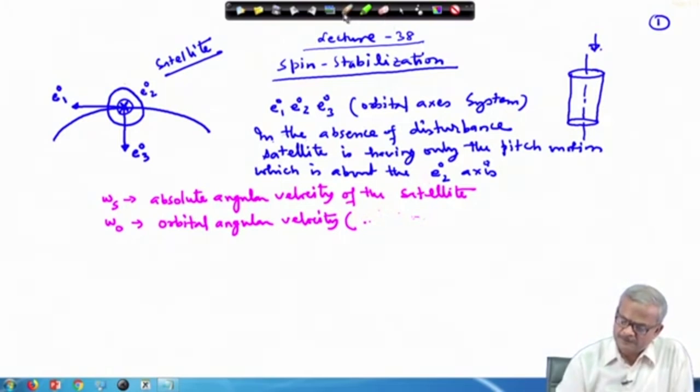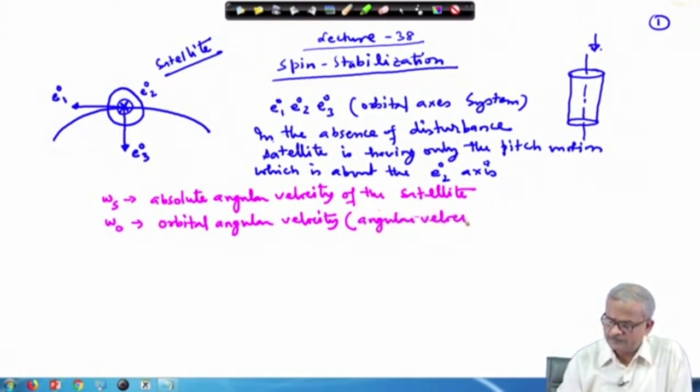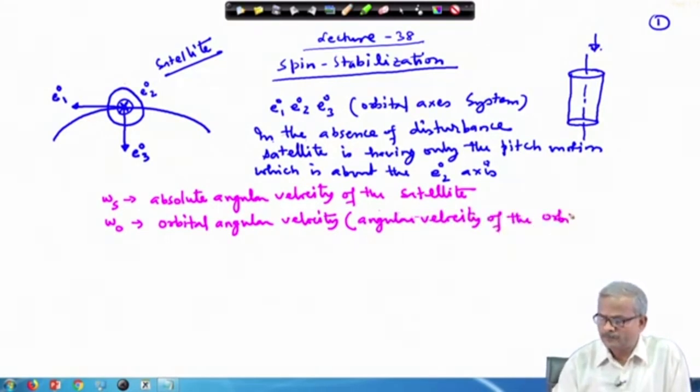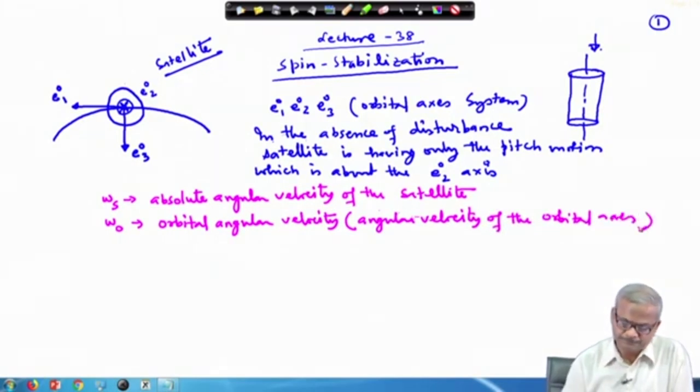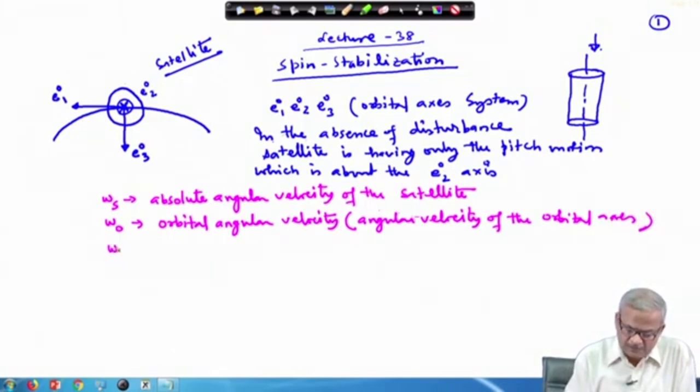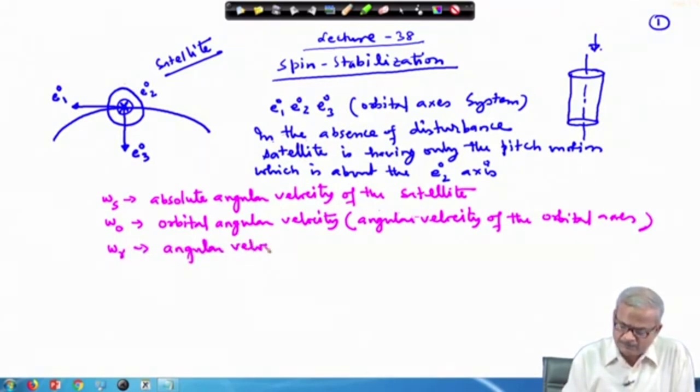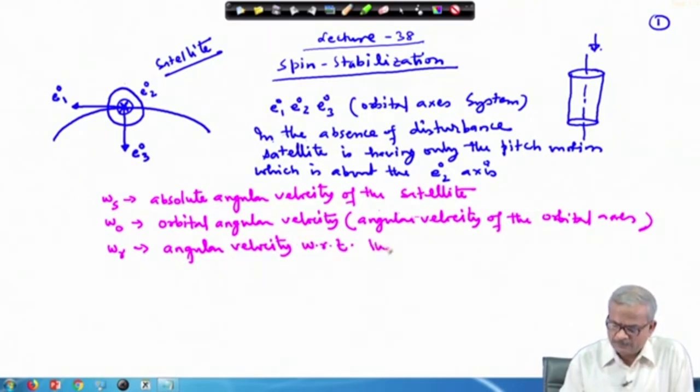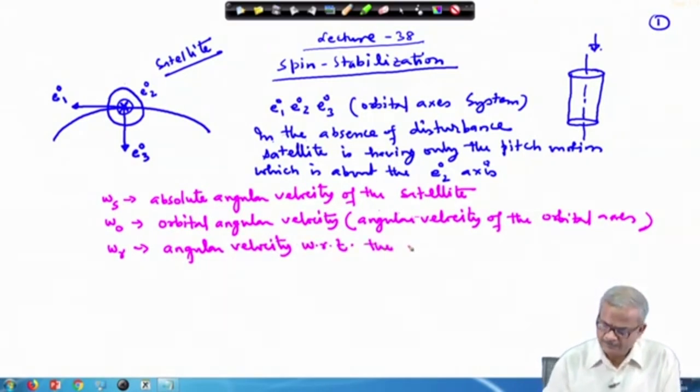the angular velocity of the orbital axis, and omega r, this we define as the angular velocity with respect to the orbital frame.